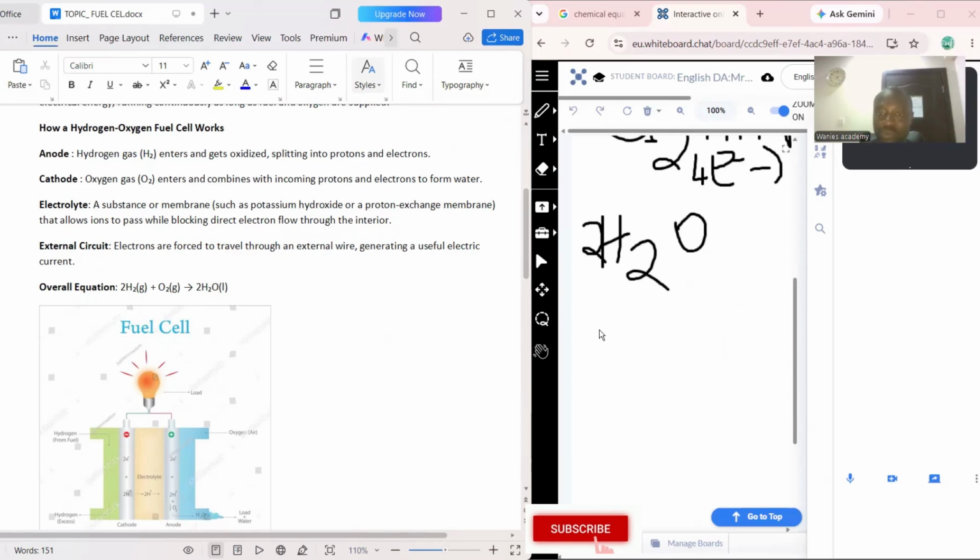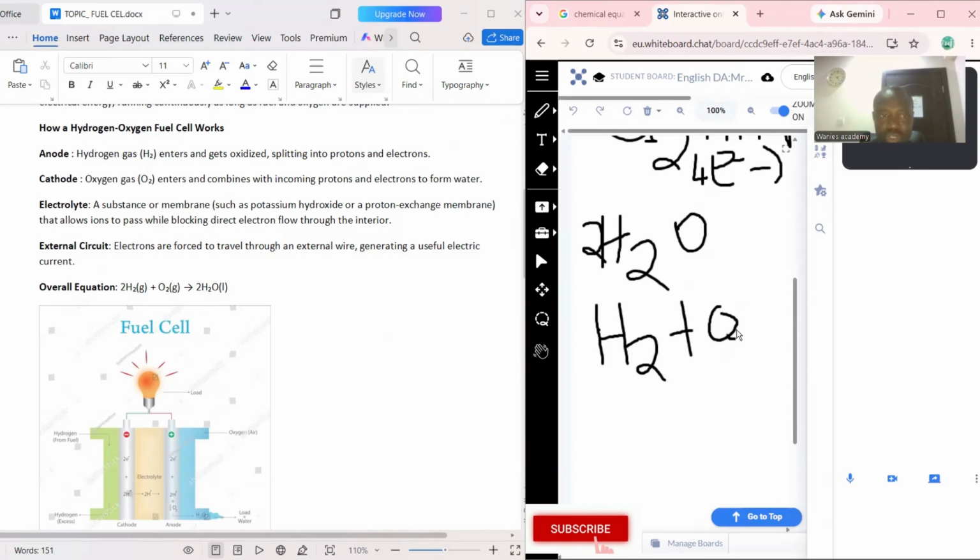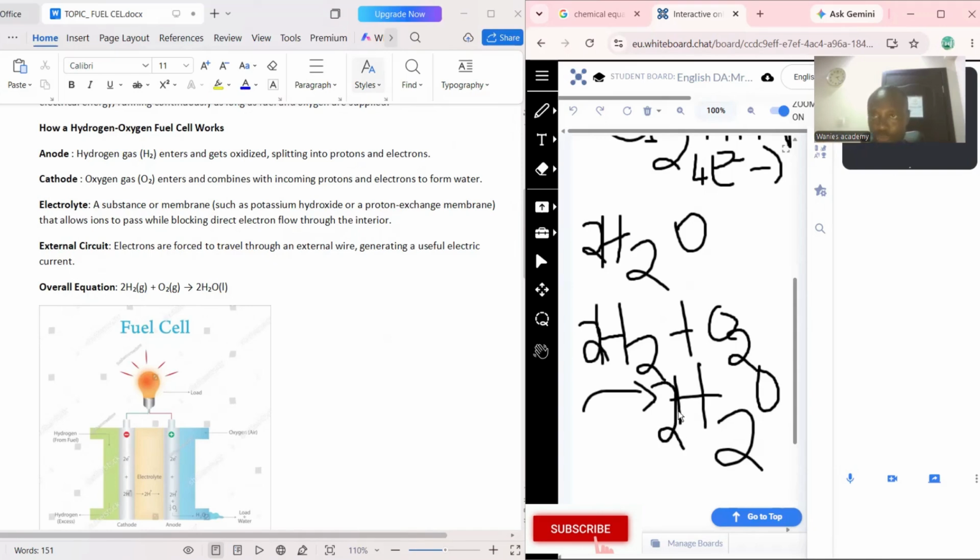Now the overall equation for this process is given as follows. The overall equation of the reaction that happens in a typical fuel cell: we have hydrogen gas combining with oxygen gas, you can see O2, and that will give us a water molecule. So this is the overall equation of what happens in a hydrogen-oxygen fuel cell. We have 2 written here, and we also have 2 written here as well. So the equation is correctly balanced.